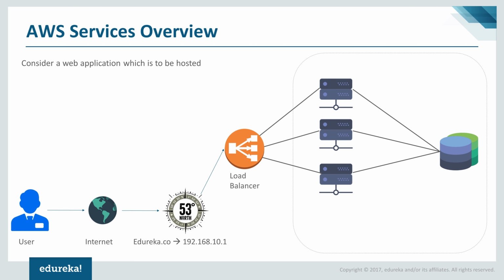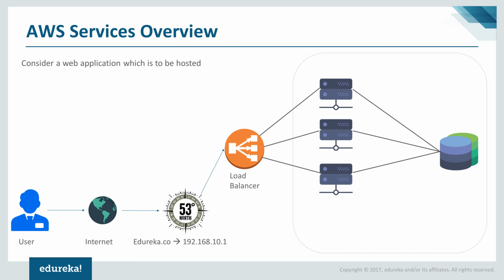And now this server is again connected to a relational database, and this relational database basically has all the information which is required for your website. And both these entities, that is your database and your servers, are inside a network so that they can communicate with each other, right? So these are the basic entities in a cloud computing world, right?